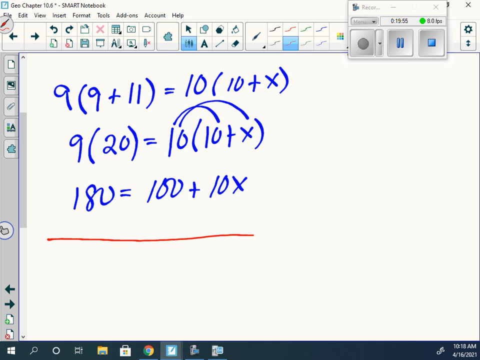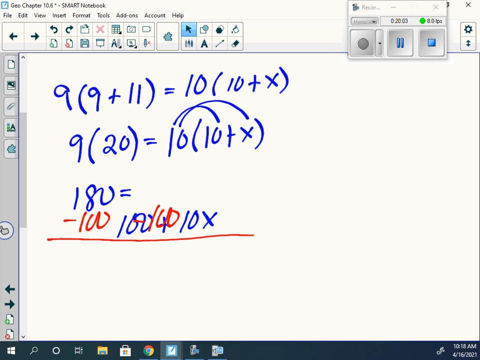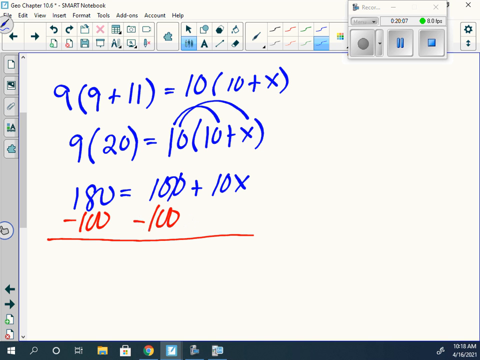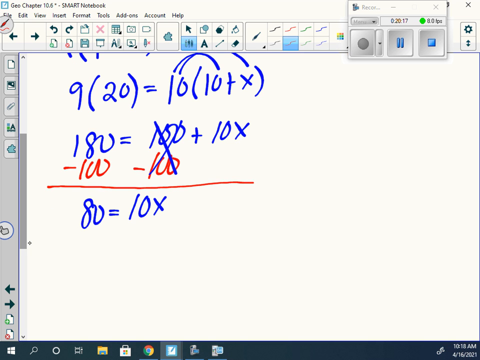We would minus 100 from both sides, yes. And if we minus 100 from both sides, well, these would cancel. 180 minus 100 would be 80 is equal to, so we would divide both sides by 10.